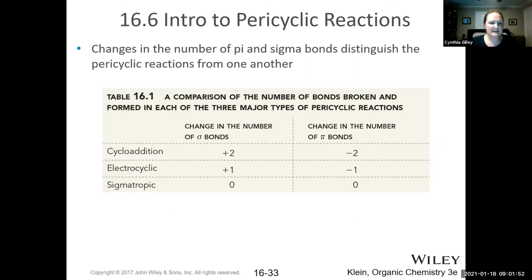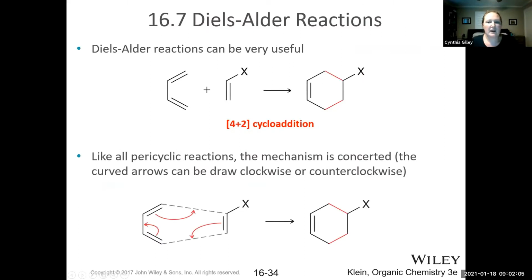Here's a table that discusses the difference in the three types of pericyclic reactions in reference to the change in the number of sigma bonds and pi bonds in the reaction. The main reaction that we're going to be talking about for the rest of the chapter is called a Diels-Alder reaction, which is named after two chemists named Otto Diels and Kurt Alder.